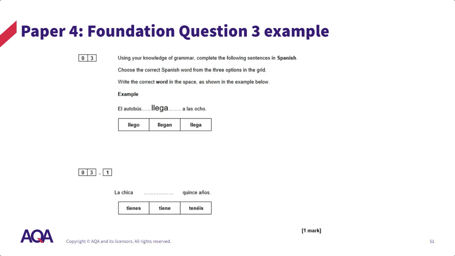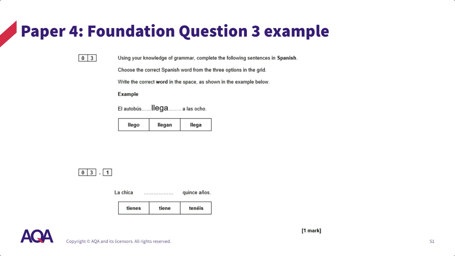This is foundation question 3 from the specimen papers. So you can see the rubric for students at the top, along with the example, so that students are clear on what they need to do. And then you've got the first question from the specimen paper. You can look at the remaining questions in the specimen paper on our website.